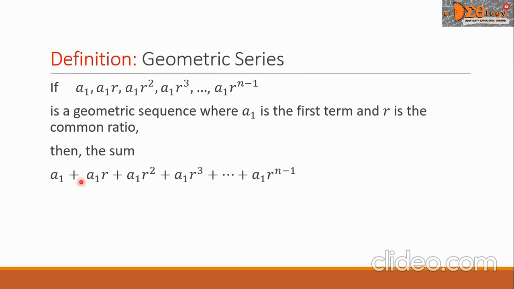Then the sum a sub 1 plus a sub 1 r plus a sub 1 r squared plus a sub 1 r cubed plus up to the last term a sub 1 r raised to n minus 1 is called geometric series.